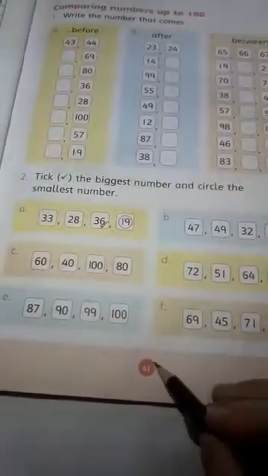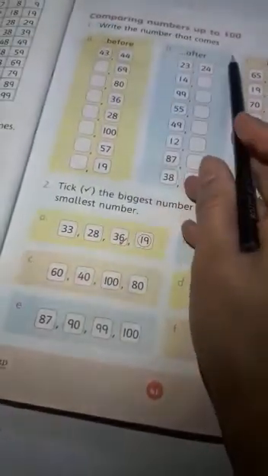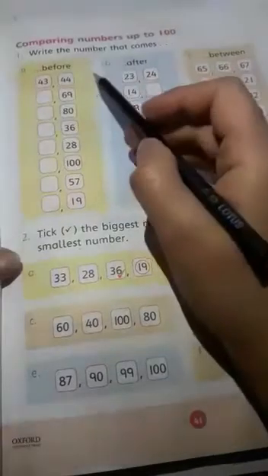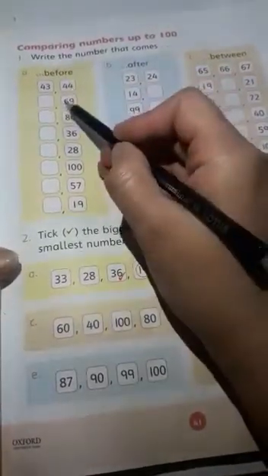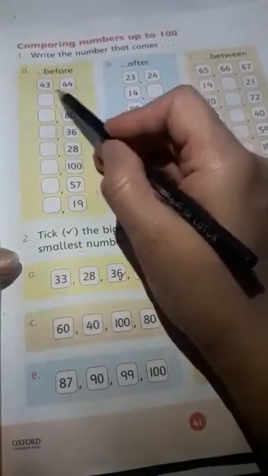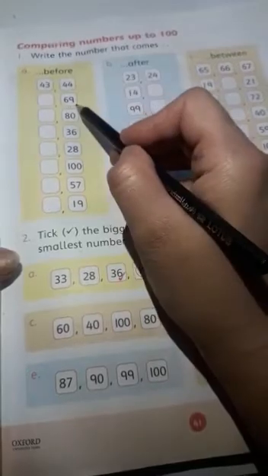So moving towards our homework, page number 41 is your homework. It's very easy, students. It's comparing numbers up to 100. You have to compare the numbers. So here you write the number which is before this number. It means 69. Before means the number that comes earlier. So what number comes before 69? 68. So you write 68 over here.